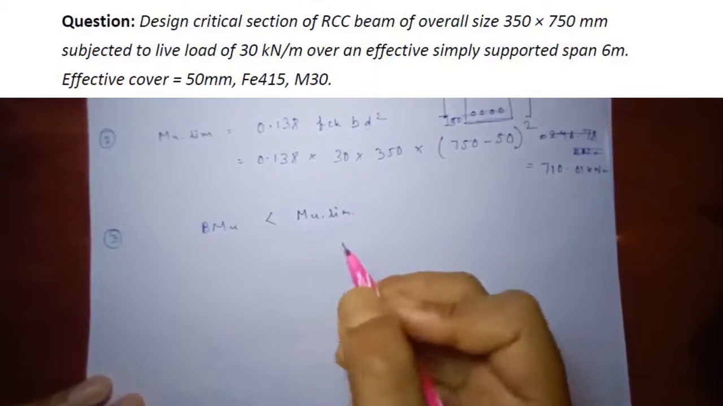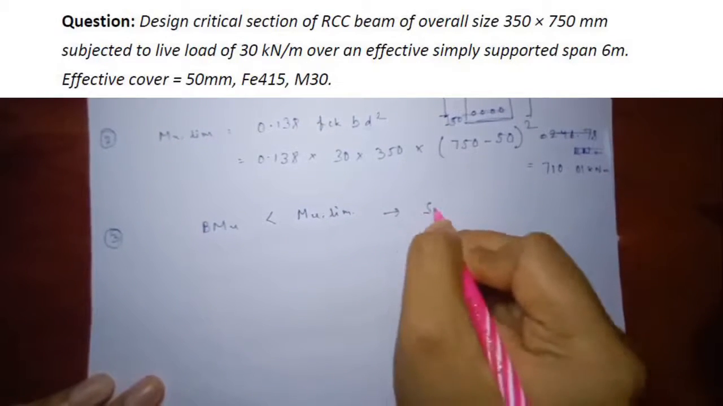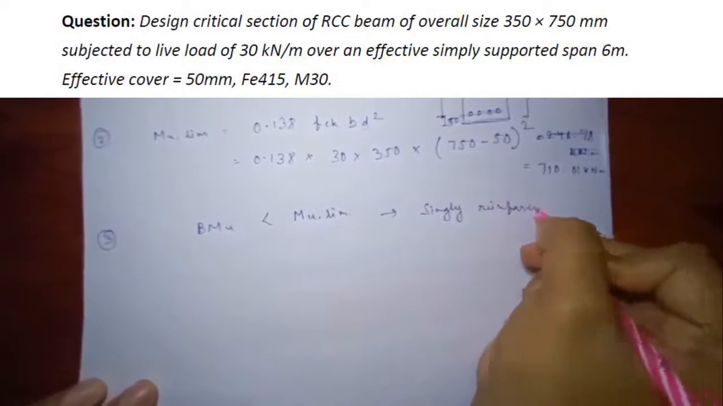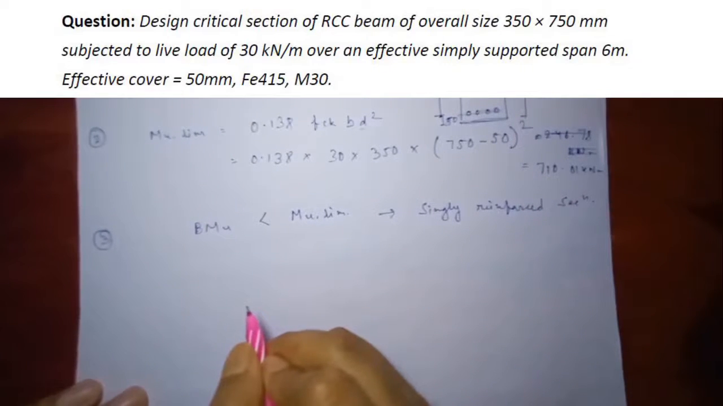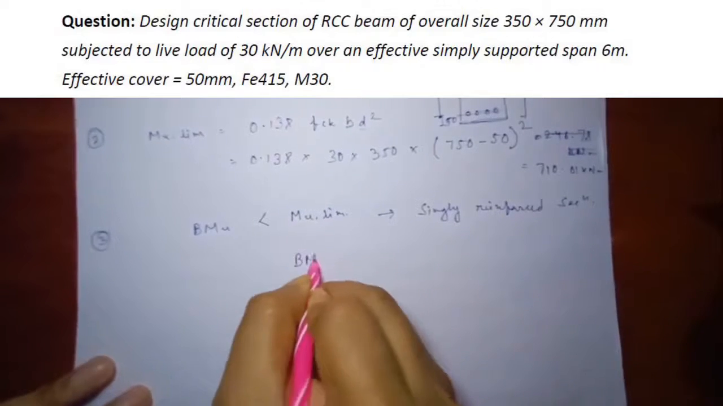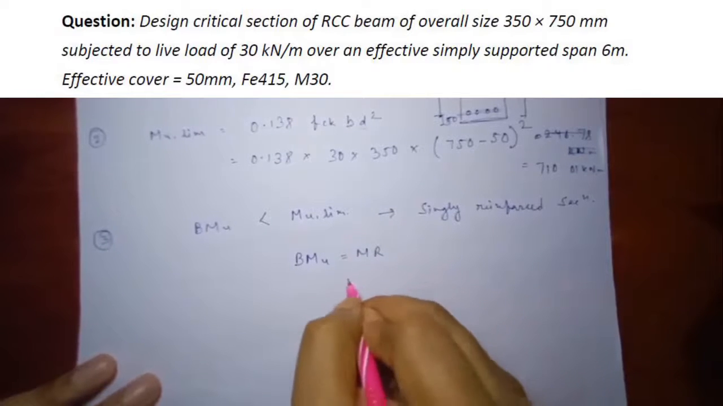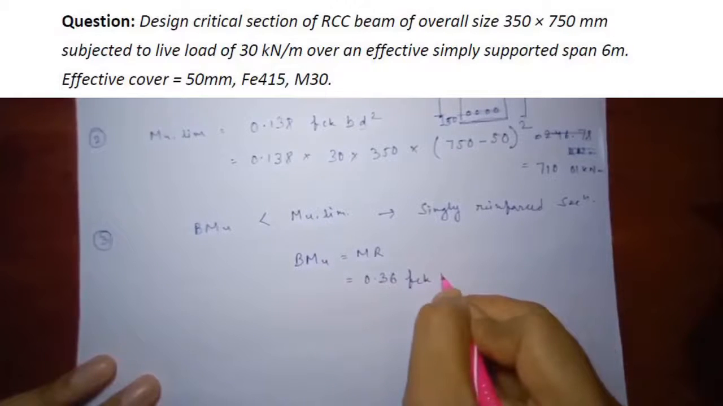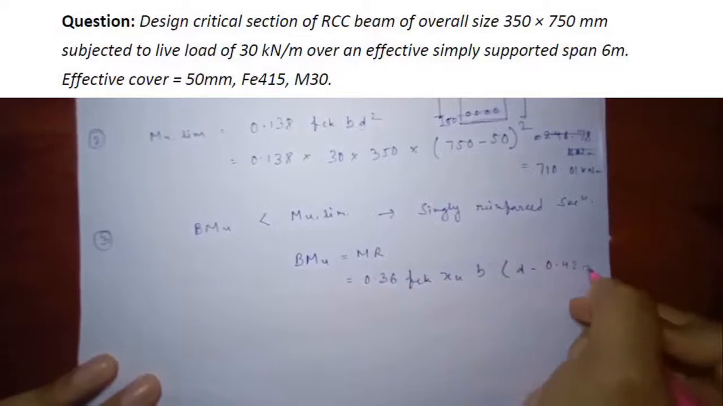So since this is true, what we will do is go for a singly reinforced section, right? BMU is less than MU limiting, so we will go for a singly reinforced section. So for that, BMU should be equal to the moment of resistance, that is MR, that is equal to 0.36 FCK XU B D minus 0.42 XU.